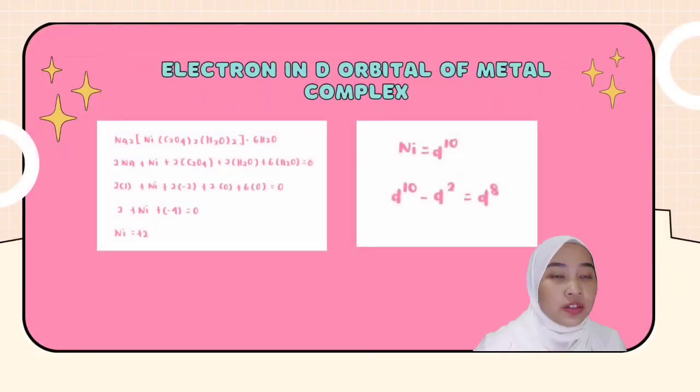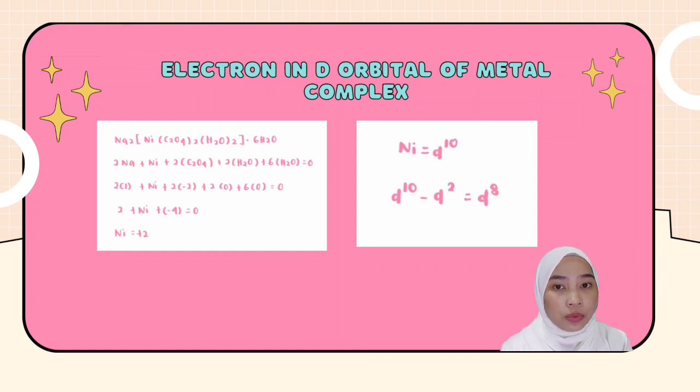Okay, so first, in order to build a microstate table, we need to calculate the charge of the metal complex. You can see my metal complex on the screen behind. Here we have Na, and the charge of Na is +1, and for C2O4 the charge is -2, and H2O is neutral, so the charge is 0. We sum up all the equation, and we get nickel equal to +2.